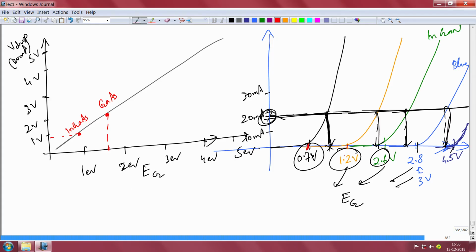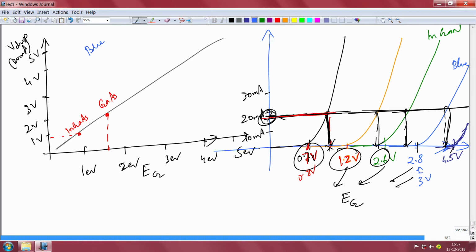For gallium arsenide, the cut-in voltage, the turn-on voltage, would be 1.2 volt. For silicon it might be 0.7, 0.8 volt, but the band gap is 1.1 volt. So at 1.1 volt you might actually be getting 20 milliamp of current, you following my point, right? These are almost on the line, but the problem is with green and blue, you will have to go much higher.